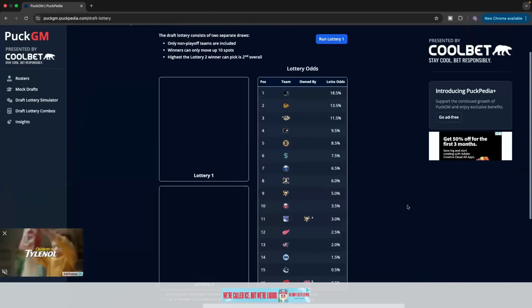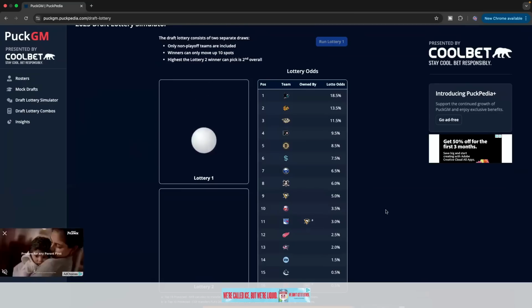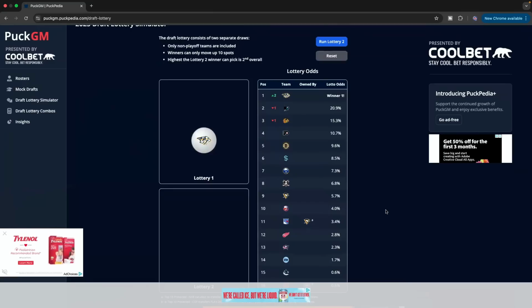So let's run this lottery here, lottery number 1. You're going to see a ping pong ball pop up here in this box, and we'll see who the lucky winner is. First overall goes to the Nashville Predators, who move up 2 spots.